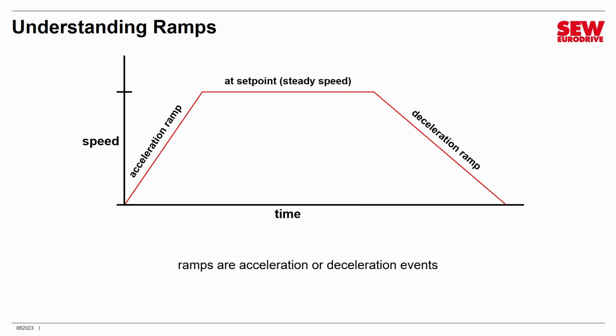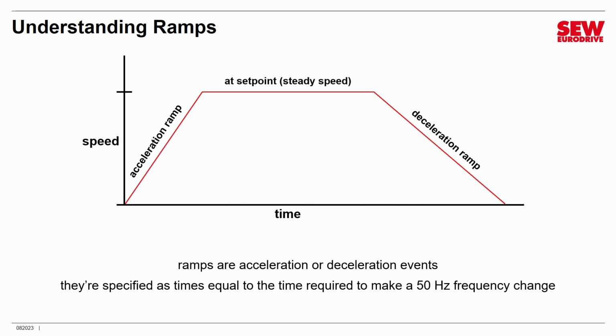Then the drive reaches a steady state condition where the speed is constant. The graph is horizontal at that point. And then later the motor starts to slow down. You can see we go into what's called a deceleration ramp as we go from the steady state speed down to zero. So these are acceleration and deceleration events, periods where the speed changes.